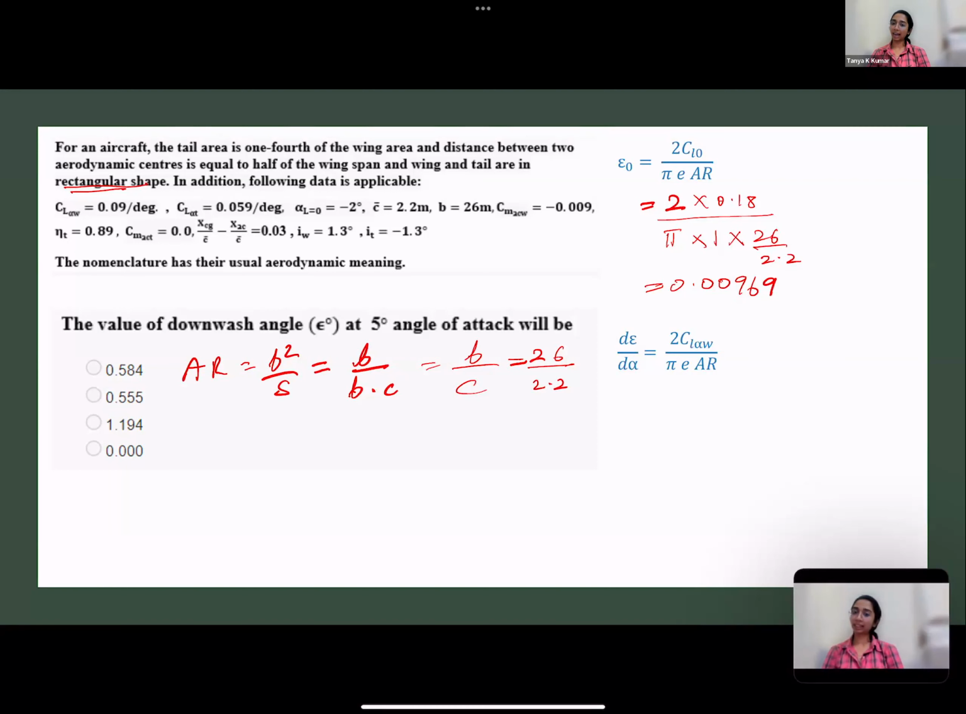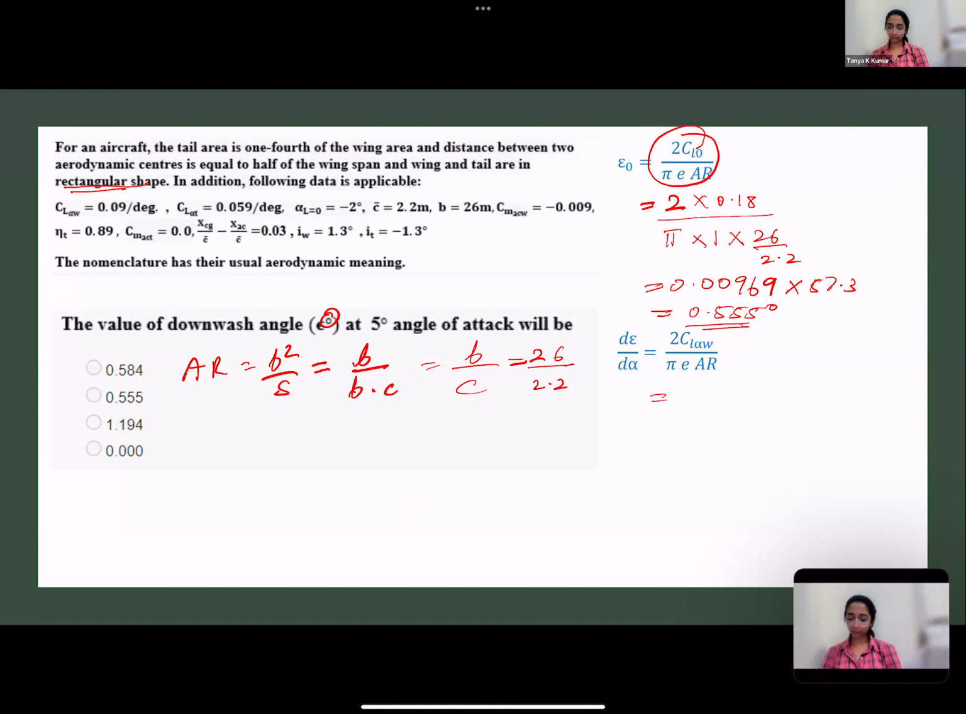Epsilon is an angle. So this formula is valid only for radians. So this is actually in radians. We need to convert it to degrees because they've asked for your answer in degrees. Multiply by 57.3 and you get something like 0.555 degrees. Okay. Now let's find out the slope.